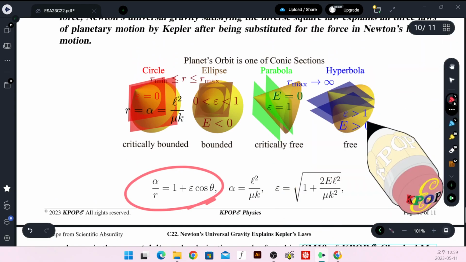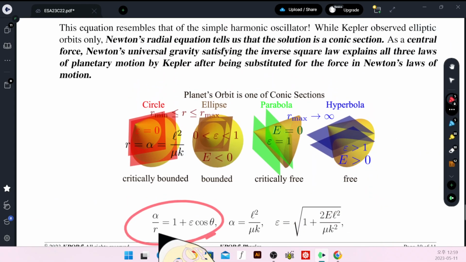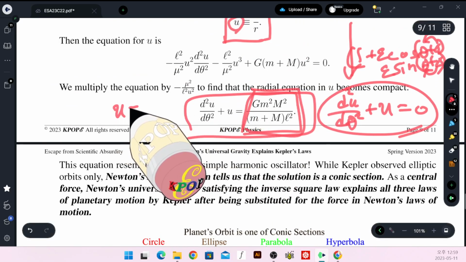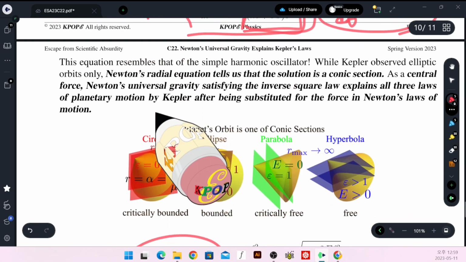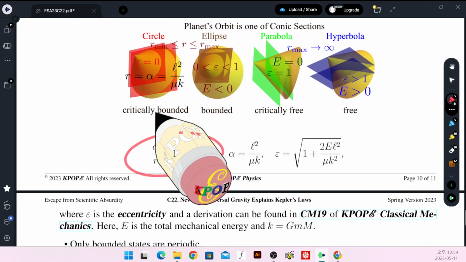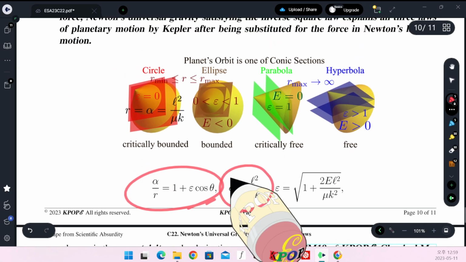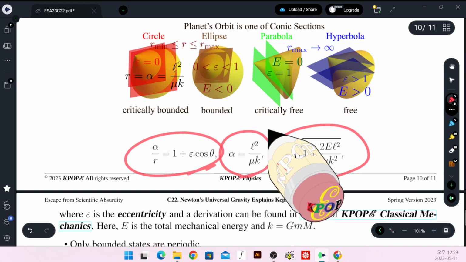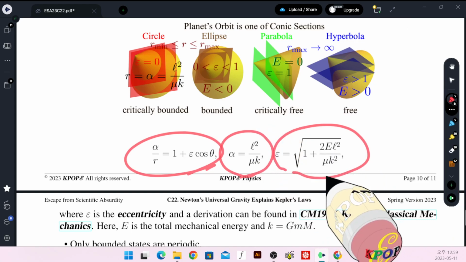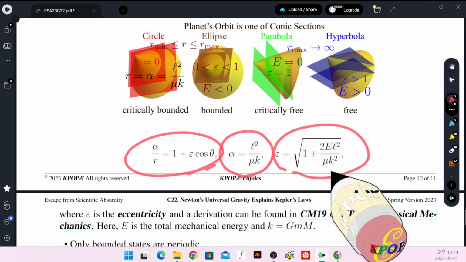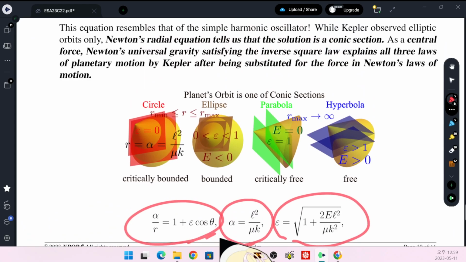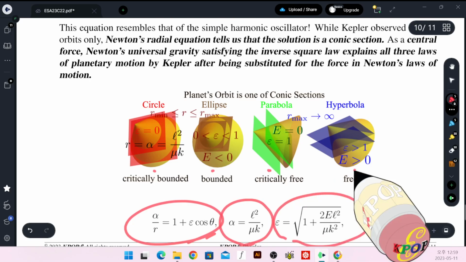Why? This alpha over r originates from u being 1 over r. Alpha is this guy. And epsilon, later we will say this is the semi-latus rectum, and this is the eccentricity. And all of these formulas are represented by one of these forms.